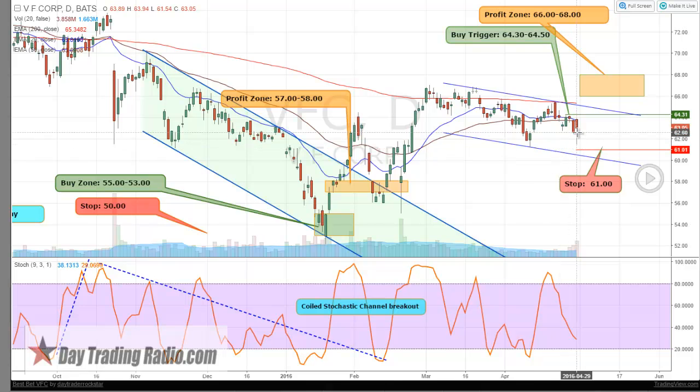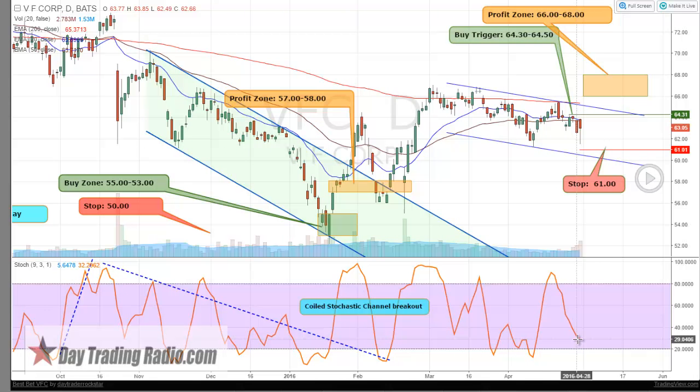We're almost oversold, not quite. And in that case, I want to make sure that this starts to turn back up. And for this to turn back up, we're probably going to have to get back above that 64.30 area. So that's why I put that buy trigger as a break of 64.30 and a profit of 66.60. I think this is a really nice trade, and it's actually one of our best bets going into this week.